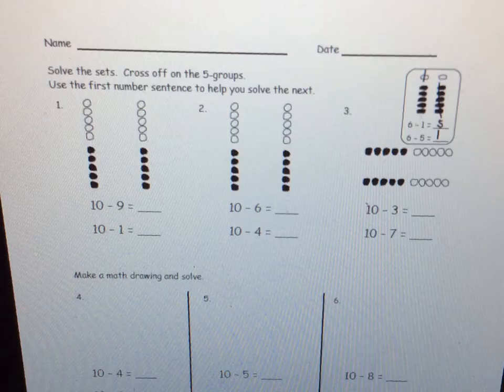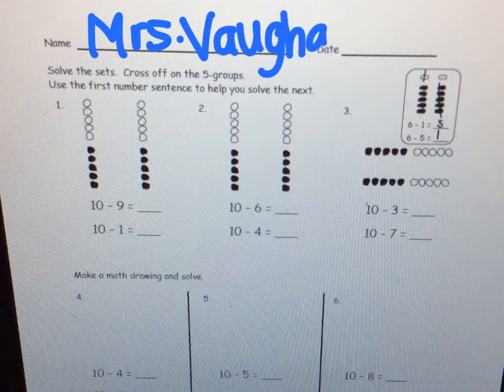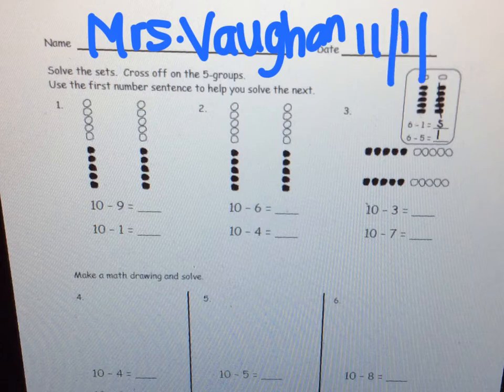Now let's take a look at our math page. Remember, always start with your name at the top. I'm going to write my name while you write yours. Remember, if something is going too fast, you can press pause, or you can take the little circle at the bottom of the video and you can scroll back if you need to listen to something again. I always ask my friends to add the date. So today's date is November the 1st, 2015.